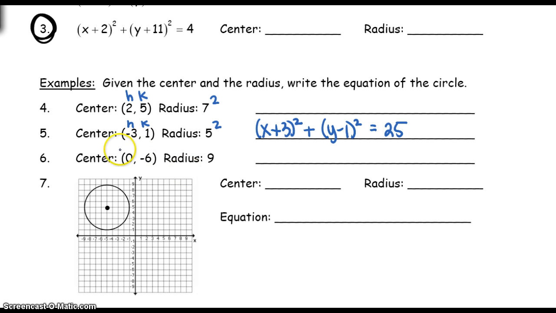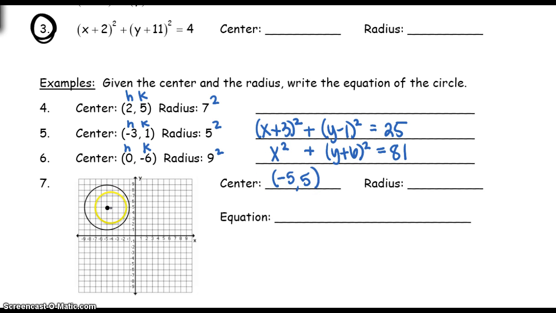Let's do 6. Well, my h is 0, so I just don't have an h, so we'll just put x squared. And the opposite of -6 is going to be +6. And then if I take my 9 and I square it, I get 81. Okay? And then let's look at 7. Looks like they want me to find the center. So I have to go back 5 on x, and I have to go up 5 on y.